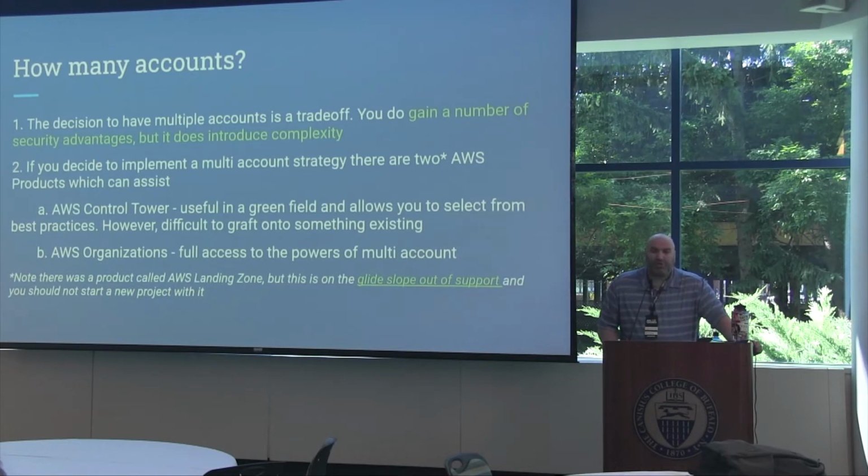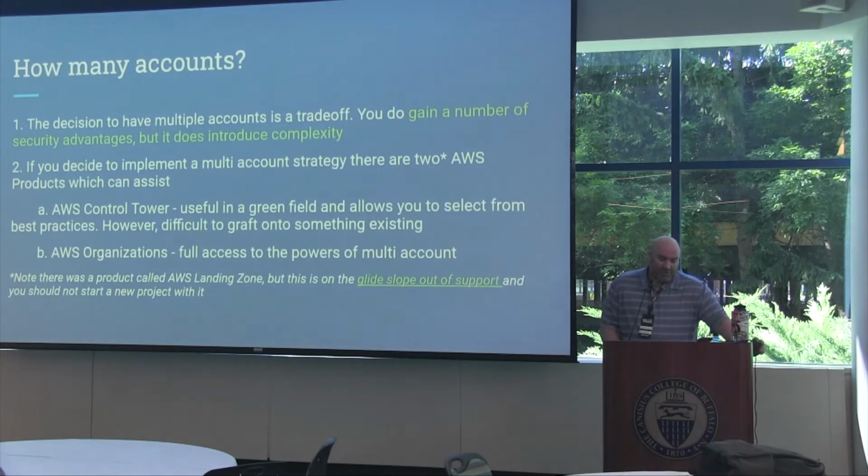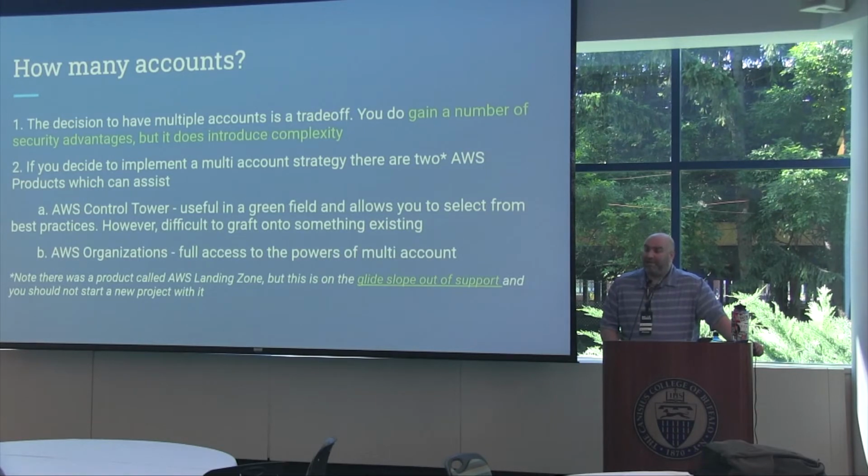So there are 2 AWS products that can help you with having multiple accounts. With security, you get some security benefit, but there is some added complexity. AWS Control Tower is an AWS opinionated version of having multiple accounts. So you can select from templates from the Well-Architected Framework, and you can basically launch the way Amazon thinks you should.